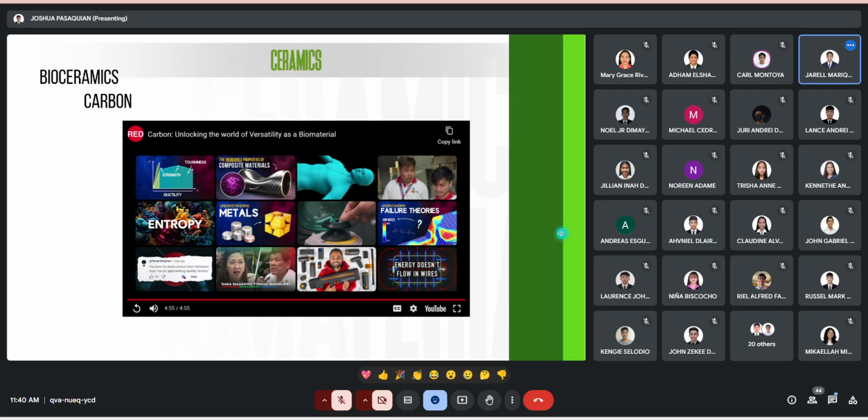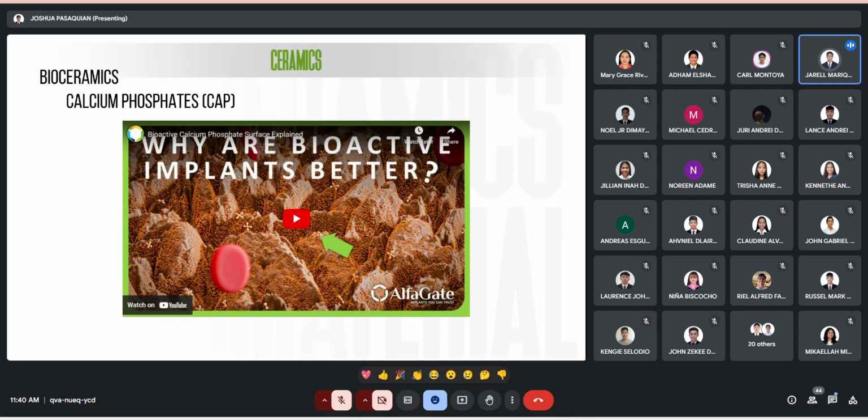Next slide, please. Next, we have the calcium phosphates, including hydroxyapatite and tricalcium phosphate. These materials are found naturally in the human body and highly favored for bone generation. They serve as templates for cell growth and healing, making them ideal for bone-related medical devices. Despite being brittle, their high compressive strength and ability to slow degradation in the body make them invaluable for tissue regeneration. Here's the video about calcium phosphates.